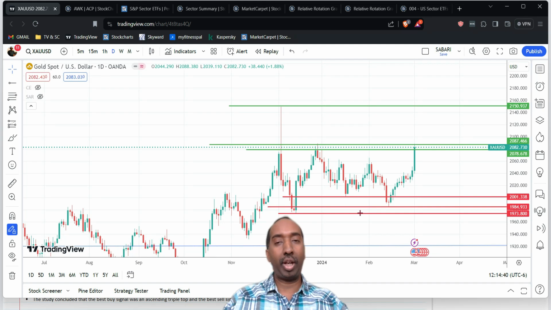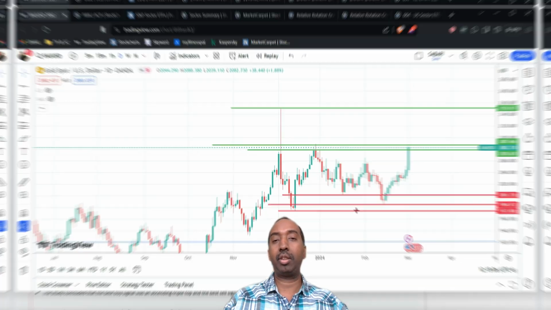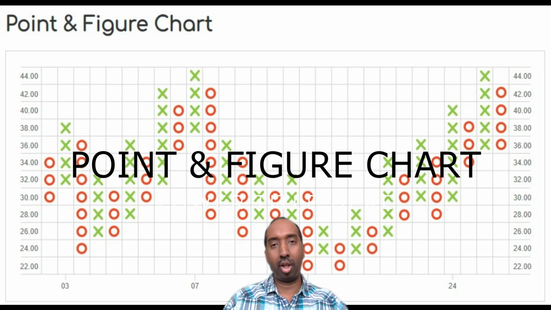It has no time limit, no time factor in it. As long as price fails to change direction, the trend continues. What am I speaking about? I'm speaking about a charting technique or charting method called the point and figure chart.